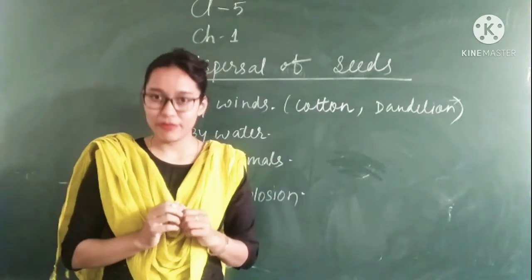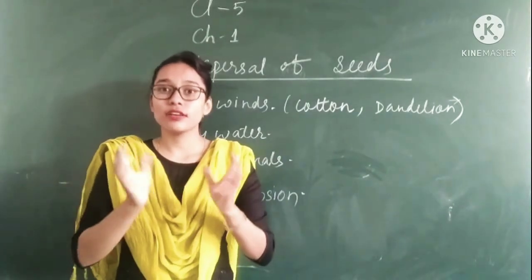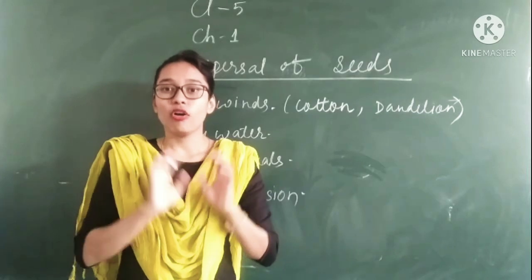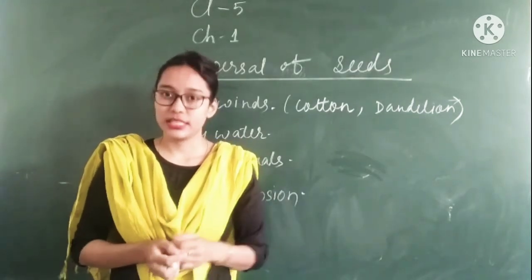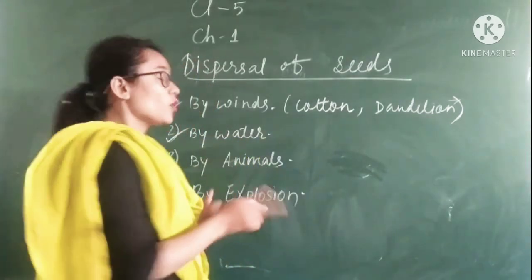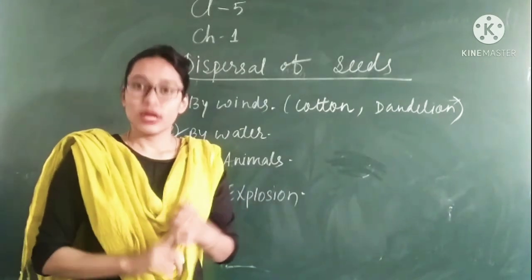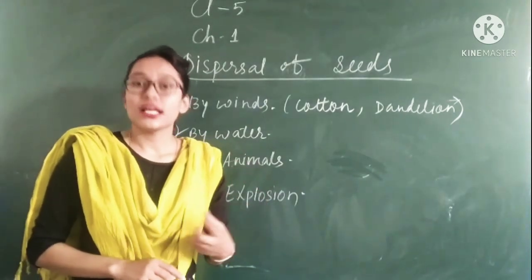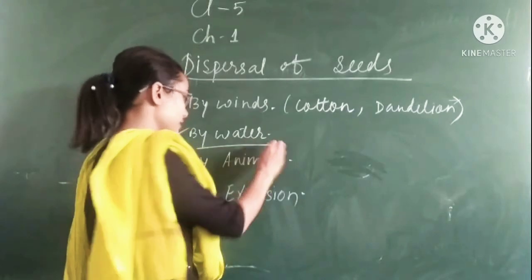Coconut is very heavy in weight, isn't it? Still, because of that leathery layer over its body, what happened? It can float in the water. So, coconut, lotus, water lily, the seeds of these plants are dispersed by water.